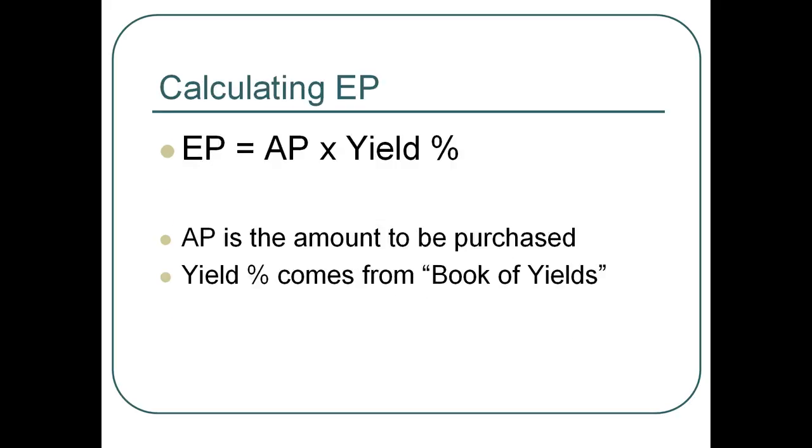All right, so to figure out our edible portion, and don't let this basic algebra scare you, it's easy multiplication. To figure out the edible portion, we take the purchased amount times the yield percentage. Let's say I'm doing my tomato, and we bought my tomato and it was 10 ounces. So I'd put 10 ounces here. I go into my book of yields and find tomatoes, and it says the yield percentage of tomatoes is 80%. I would take my 10 ounces times 80%, or 0.8, and that gives me an EP of 8, just like we did earlier. So 10 times 80% equals 8.